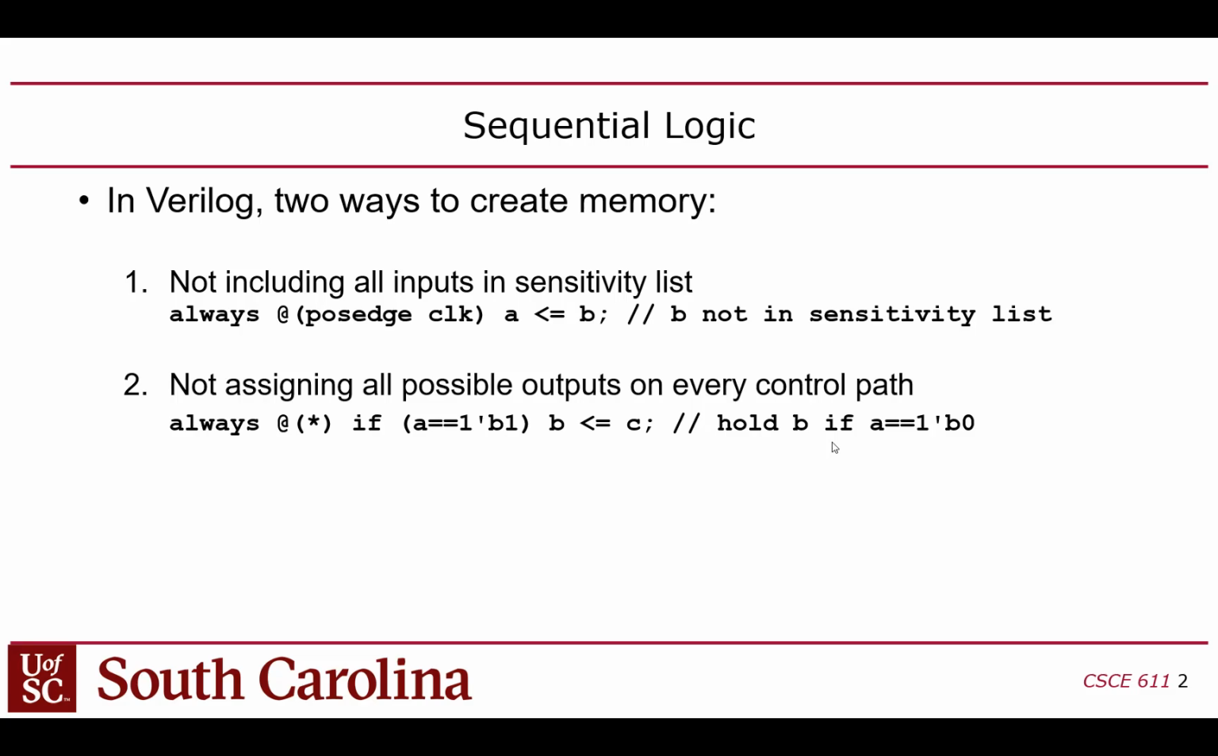And the bug is you forgot to assign all possible outputs for every possible control path through an always, if you have an if statement. Does that make sense? Okay.